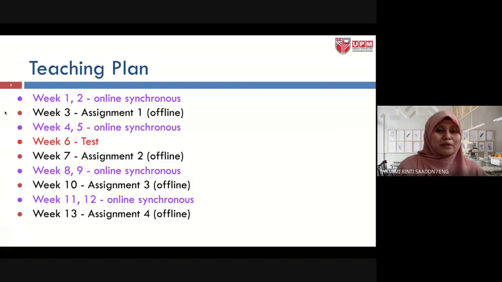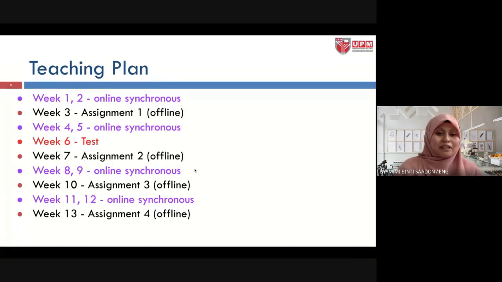So week 3 will be the first assignment, and then weeks 4 and 5 again online class, and then week 6 is the test. If I assign you the assignment in week 3, it means you have 2 weeks to submit. Please obey the deadline, okay? I will cut marks if you don't meet the deadline. So if I assign you the assignment in week 3, then you have to submit in week 5, and so on. And then week 6 will be the test, inshallah.